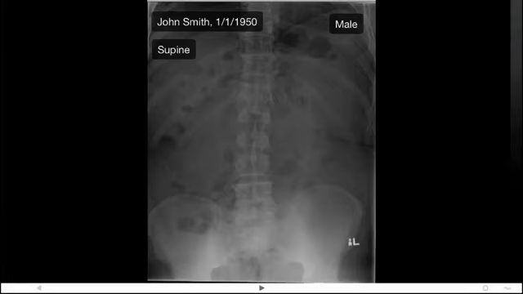In this normal film, we can also see a normal distribution of bowel gas, with gas present in the left upper quadrant area of the stomach and also in the rectum, and predominantly in the large bowel, although we shall come on to bowel gas in more detail in just a moment.